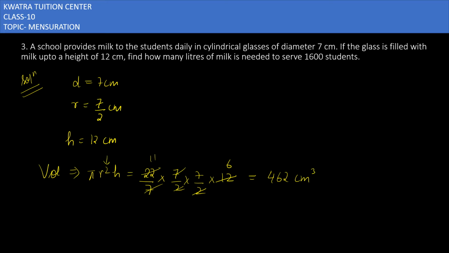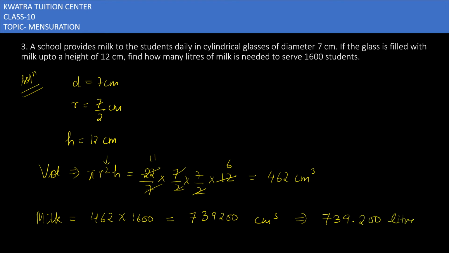Then you have the number of students as 1600. So how much milk will be required for 1600 students? You just have to multiply it with 1600. Then 462 into 1600 will give you 7,39,200 centimeter cube. And if you want to find it in liters, you can divide it by 1000 again, as we did before. So it must be 739.200 liters. So yes, this is the answer for the third one. Now moving to the fourth one.